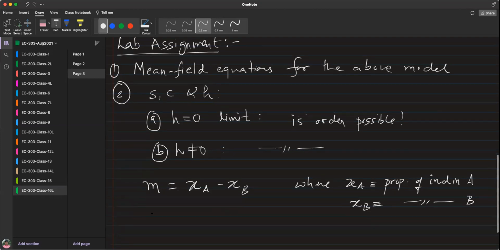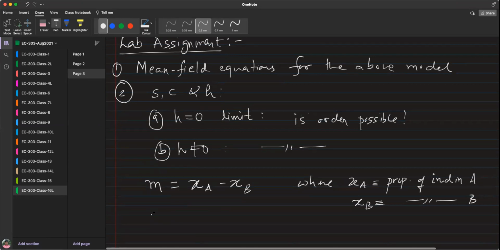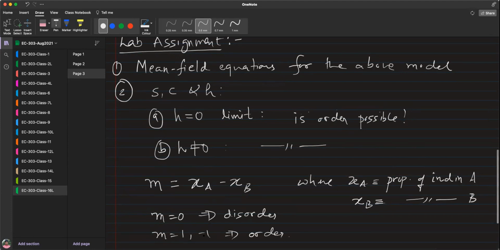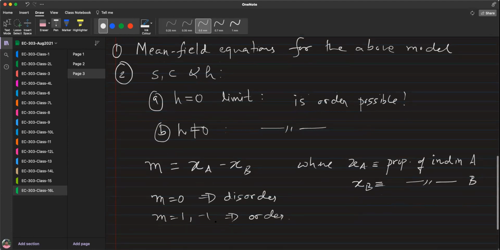So as you can see, if XA is equal to XB, M is equal to 0, meaning there is no order. The number of individuals in both directions is the same. M equal to 1 or minus 1 would be order. Basically, M doesn't have to be strictly 1; if it is large enough, greater than 0, that will be order. That's fine. That's our assignment for it.